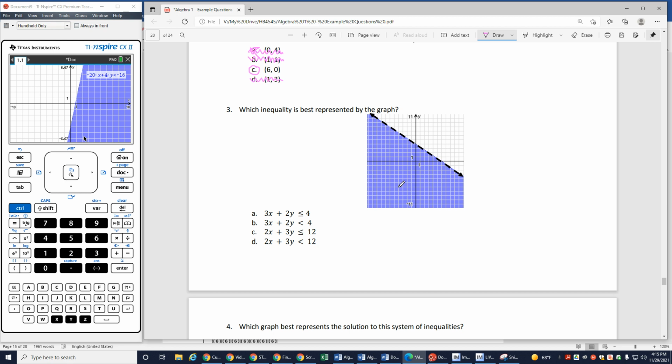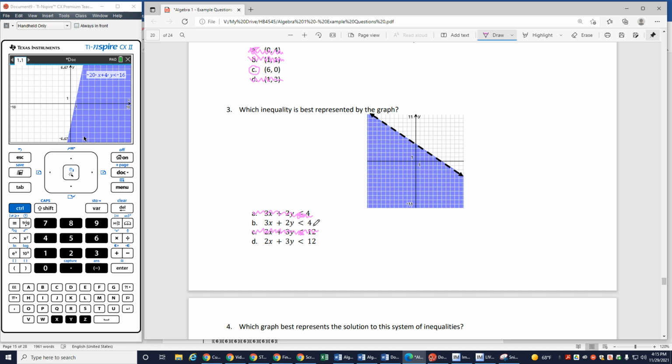Number 3, which inequality is best represented by the graph? Okay, so I can see I have a dotted line, so I know I can get rid of the ones with equals. Can't be this one, it can't be this one. If you don't remember that, that's okay. You can graph all of them and see which one works. But now I have this down to 2.